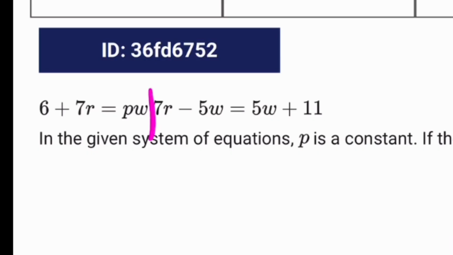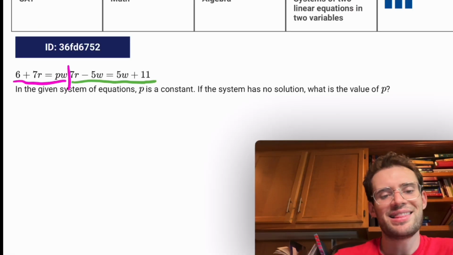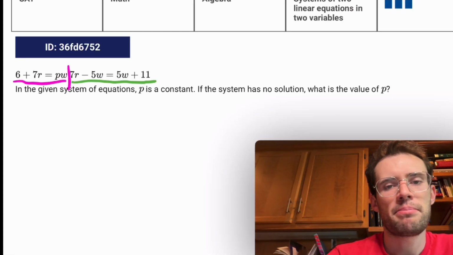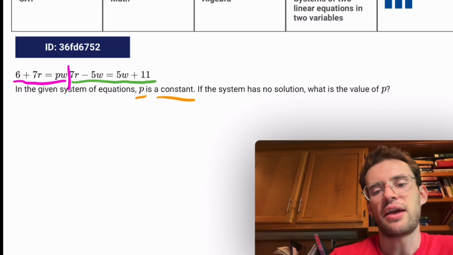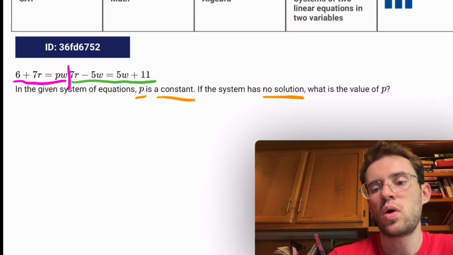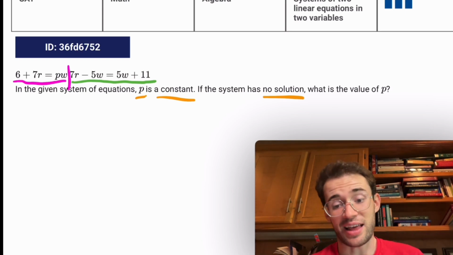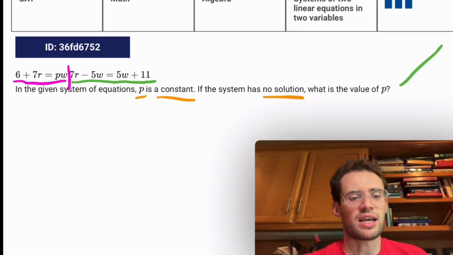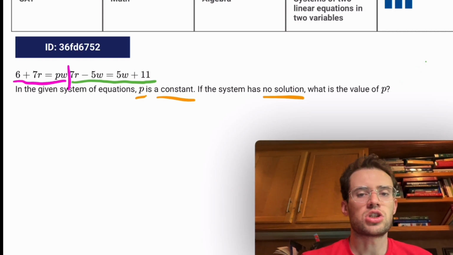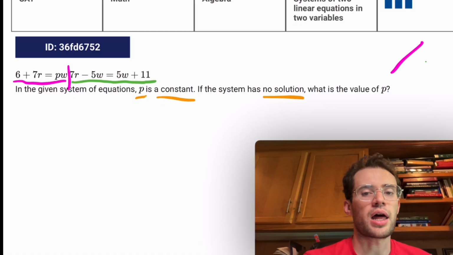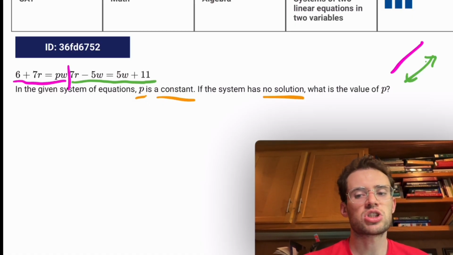So our equations are 6 plus 7r equals pw, and 7r minus 5w equals 5w plus 11. It says, in the given system of equations, p is a constant. If the system has no solution, what is the value of p? So for this system to have no solution, they seem to ask this a lot in the hard section, that would mean that the two lines will be parallel lines. So there'll be two lines with the same slope, but two different y-intercepts. So they're never going to cross.